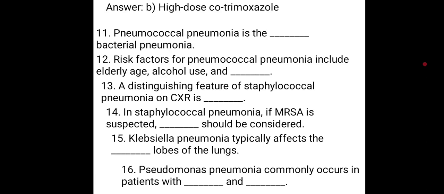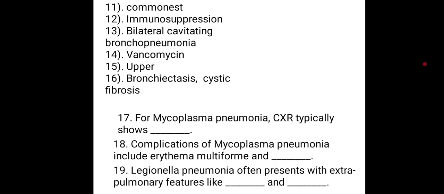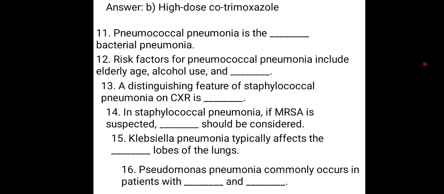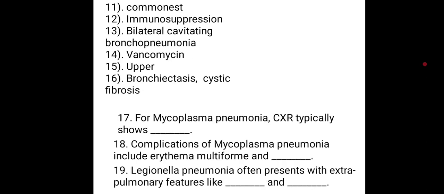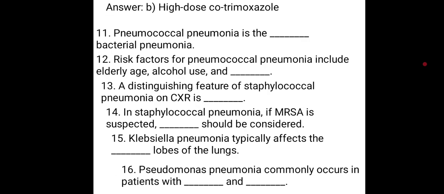Okay, let's answer the questions. I know you're anticipating now, but you're right. 11 is commonest. Pneumococcal pneumonia is the commonest bacterial pneumonia. If you followed my previous video back to back, you'll fill in this gap without stress. 12. Risk factors for pneumococcal pneumonia include elderly age, alcohol use, and immunosuppression.